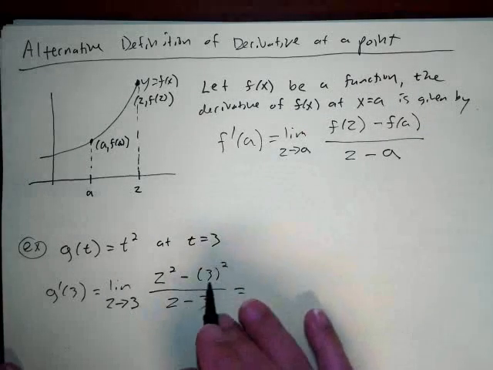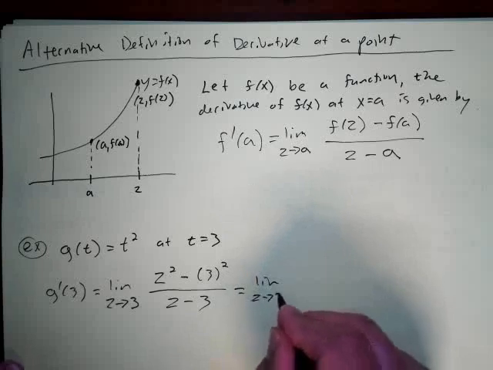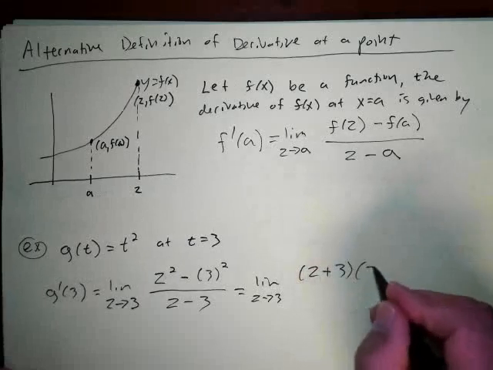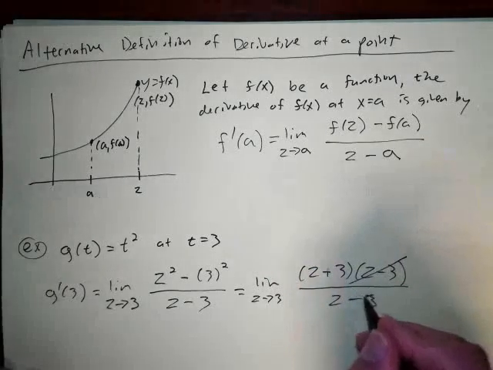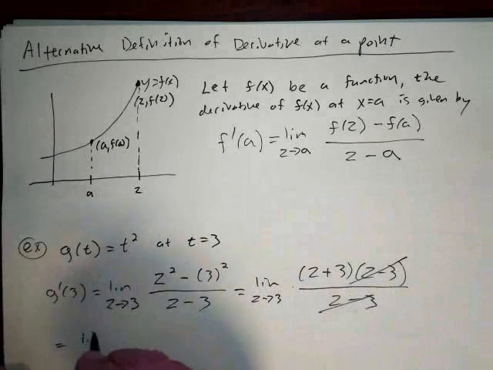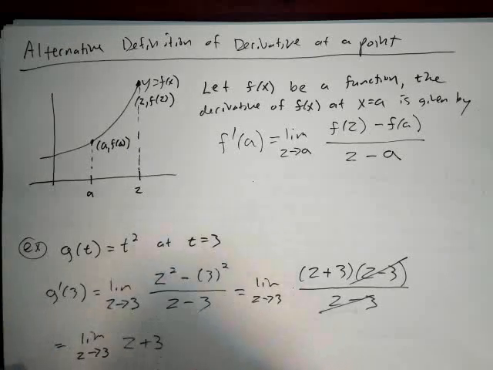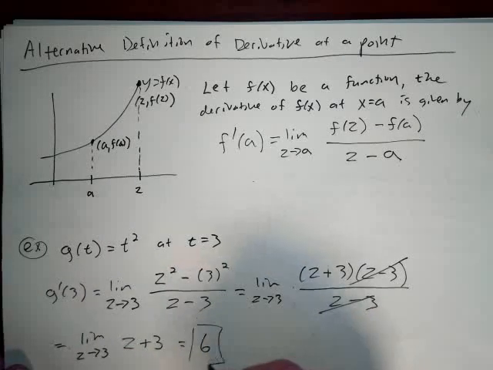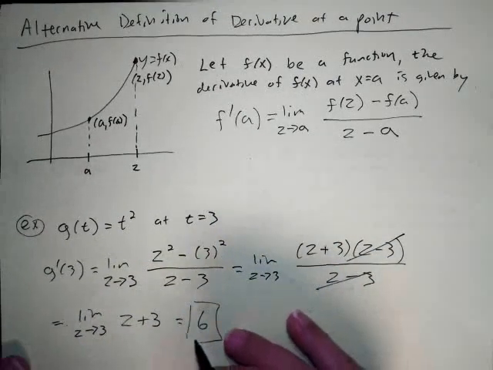Okay, well that's like 9, this is like z squared minus 9, and so I can factor that into a sum and difference of a binomial. So I'd have z plus 3, z minus 3, all over z minus 3. And then we can see that this cancels out, and then I'm just left with the limit as z goes to 3 of z plus 3. And when you plug 3 into here, you just get 6. And so again, this is at a point. I don't get a function here. I get an actual value, and that is the slope of the line at 3.